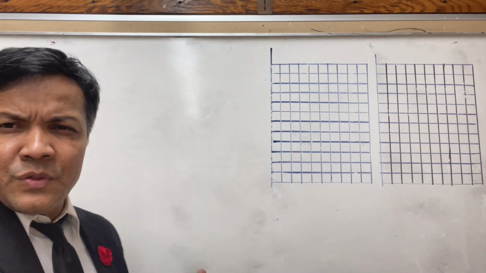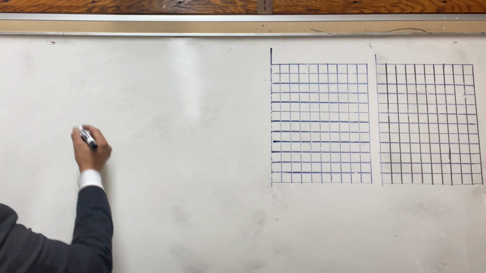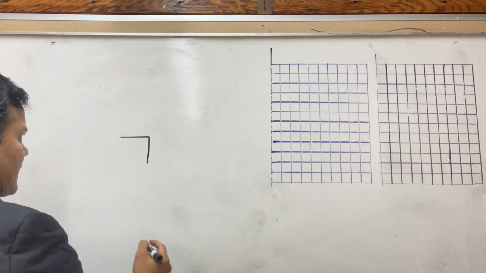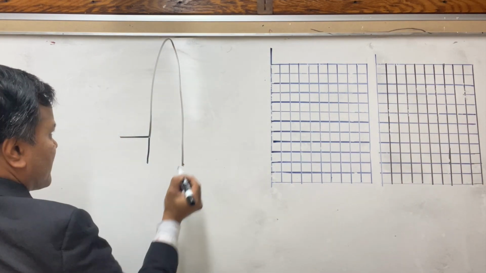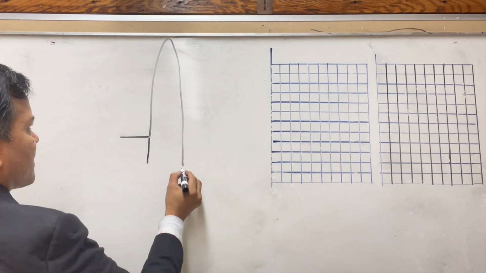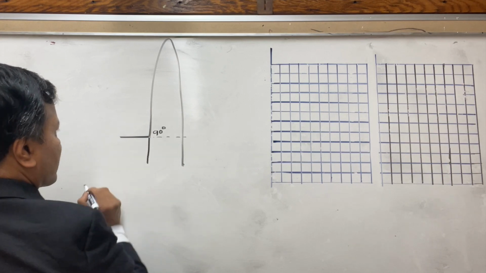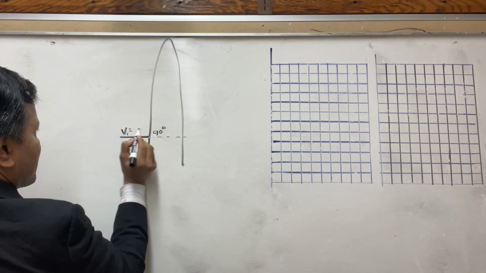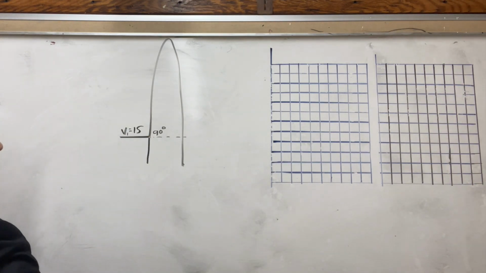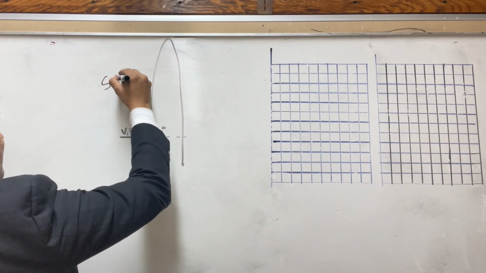Okay, so what you know is this. Top of a building, and you throw a ball like this, and the ball eventually comes to the ground, and you do it with a 90-degree angle, right? And the velocity you give, the initial velocity, is 15 meters per second. This is scenario 1.